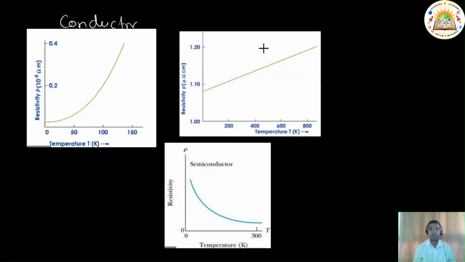Whereas the second one, it's not an insulator, it is for an alloy like nichrome. This is how its resistivity increases with temperature. Even when it begins at 0 Kelvin, it has a very high resistivity, and then as temperature increases, this resistivity continuously increases. In case of semiconductors, it is reverse. You can see that the resistivity keeps on decreasing with temperature. So lower the temperature, higher the resistivity. Higher the temperature, lower the resistivity.